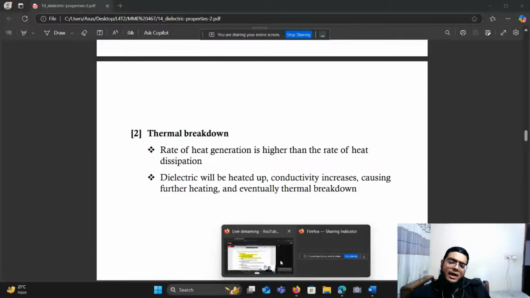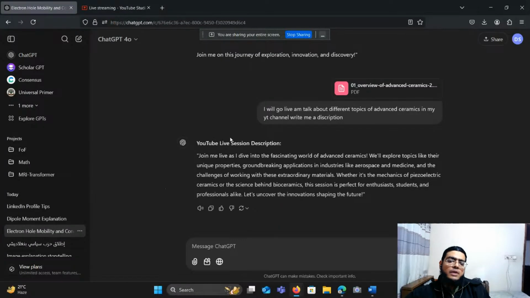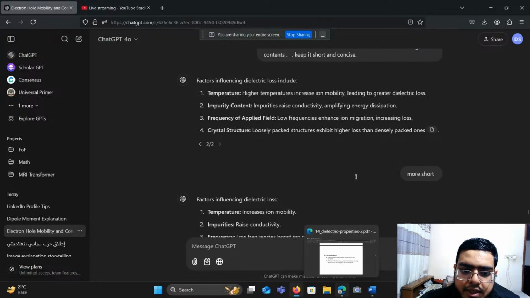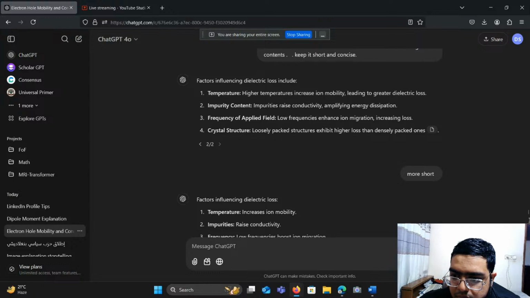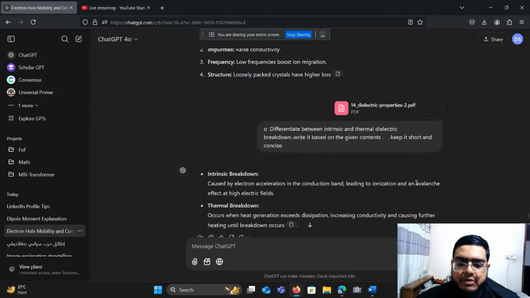I also asked this question in ChatGPT. Here is the answer that we found from ChatGPT. The differences between intrinsic and thermal breakdown. Here is the difference. What is intrinsic breakdown? It is caused by electron acceleration in the conduction band. Thermal breakdown occurs when more heat is generated than is dissipated, increasing conductivity as the temperature increases, and causing further heating until breakdown.